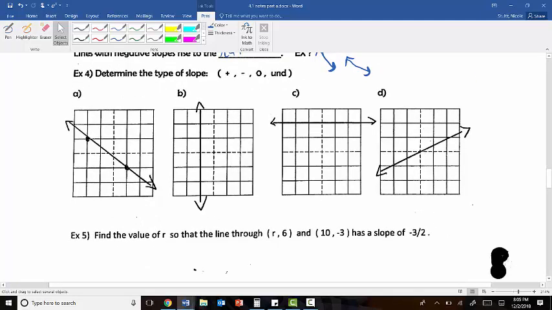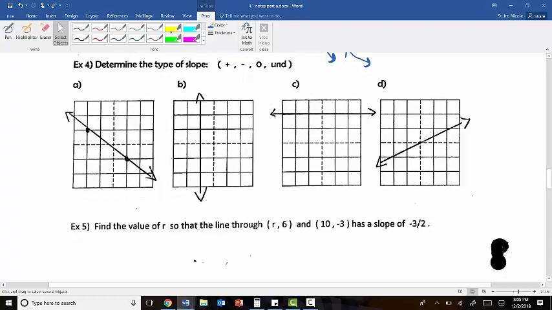So this one says you don't have to actually calculate the slope. You're just supposed to decide if it's positive, negative, 0, or undefined. So again, if I was to read this like I'd read a book, I pick the left side of the line and I read as it goes on. So this line is clearly going downhill as we go on. So my slope is negative. We just talked about vertical and horizontal lines, so we're just going to write undefined and 0.